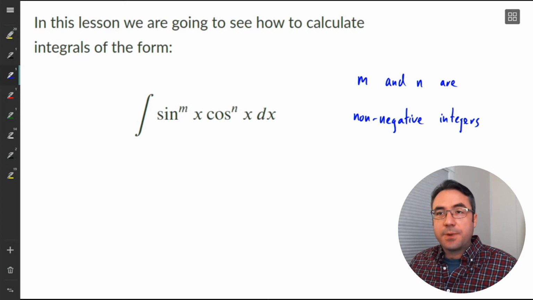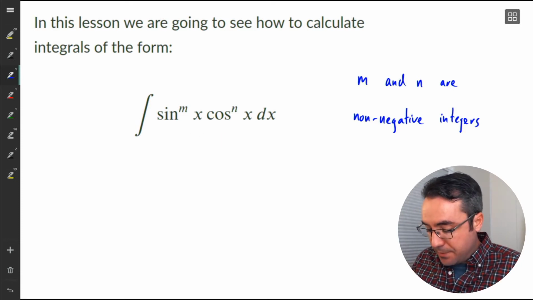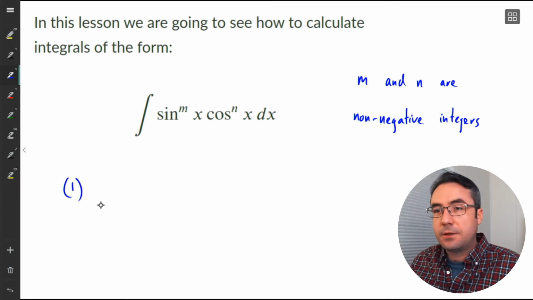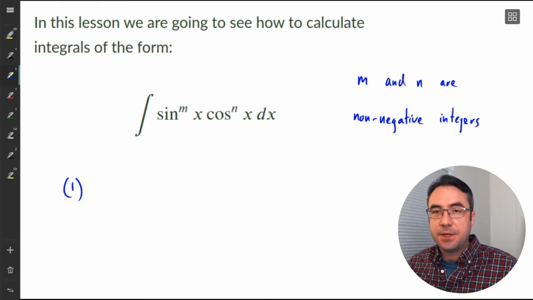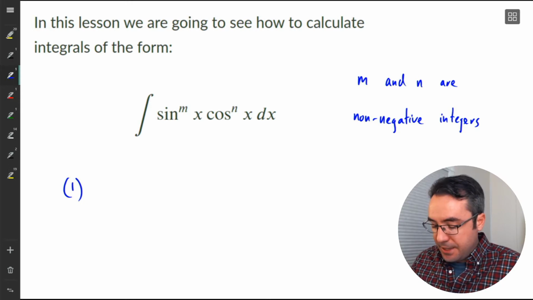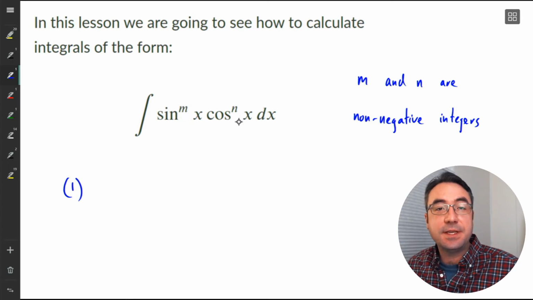All right, but for the most part, today we're going to be looking at integrals of the form sine of x raised to the power m, cosine of x raised to the power n, and we're going to see these as being non-negative integers. Those are the examples we're going to look at. Now, there are two real cases we're going to have to consider, two different strategies. The one we're going to look at today is where at least one of these exponents is odd.